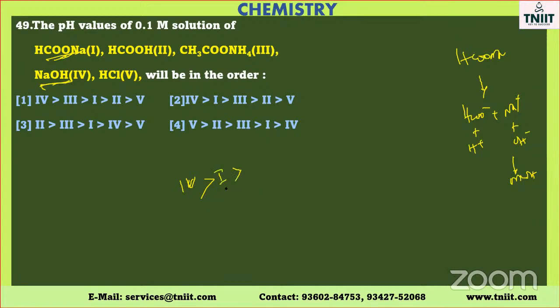This is greater than 3. Ammonium hydroxide is a base, so it is 3. 3 is stronger than formic acid. Formic acid is 2. And that is stronger than that, the pH is higher than 5. As HCl is an acid, the pH will be lesser than 7. So the sequence is option 2.